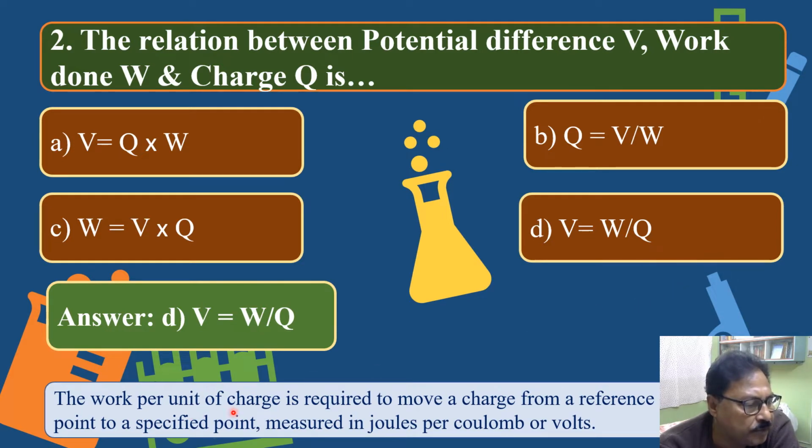The work per unit charge required to move a charge from a reference point to a specified point, measured in joules per coulomb, is called volts.